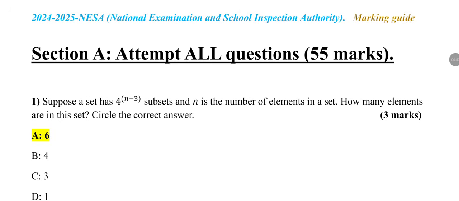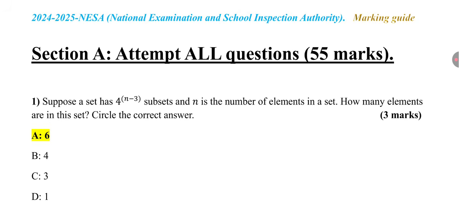As you know, you have to follow all instructions regarding the book, and in this new curriculum we are likely to have multiple choice questions. Here I have the question, its respective answer and its proof. In section A, you are required to attempt all questions, out of 55 marks.